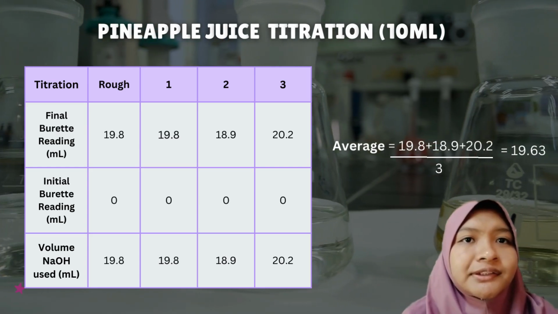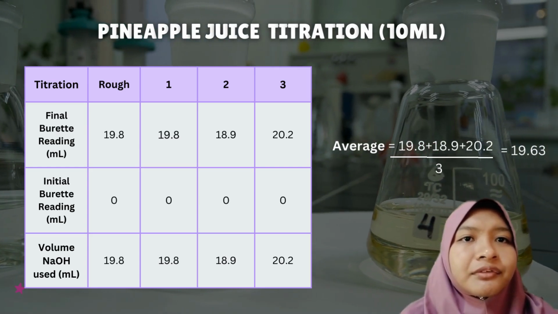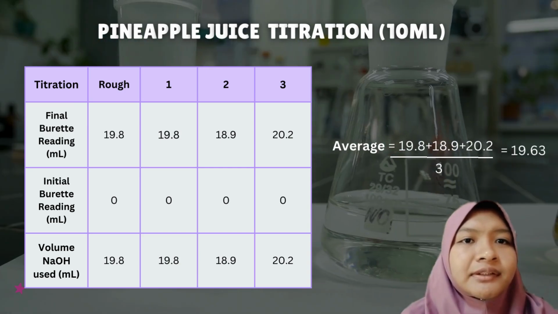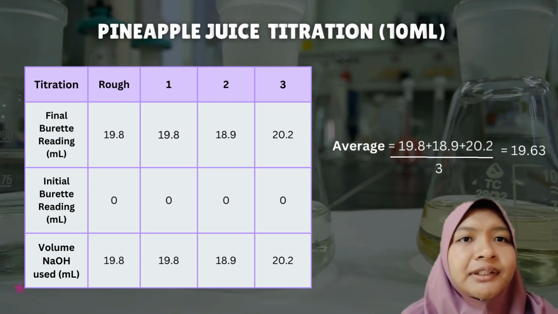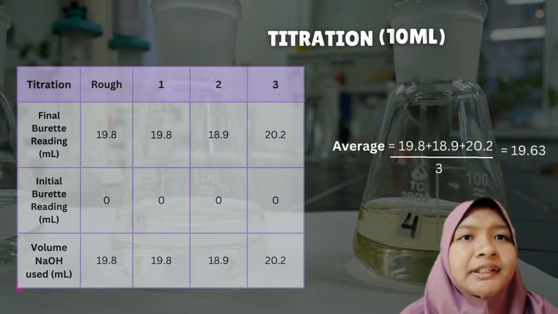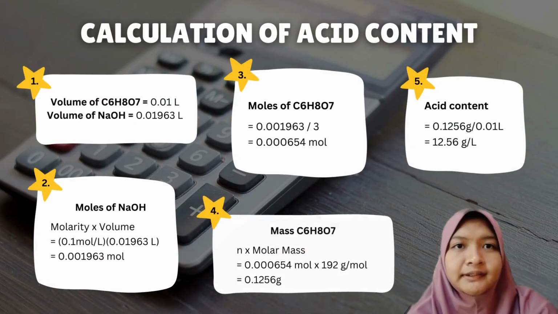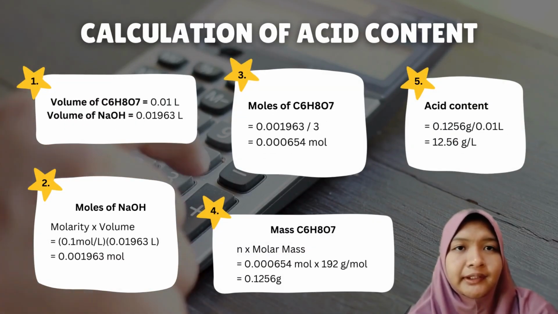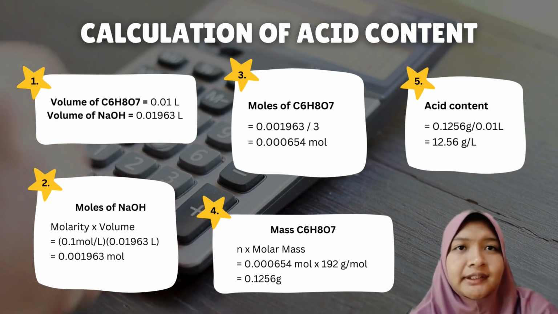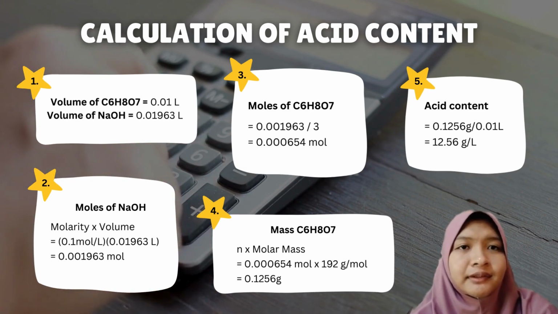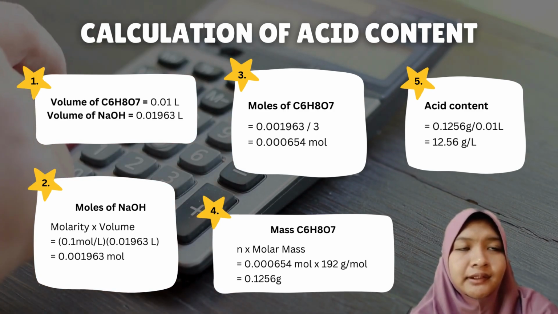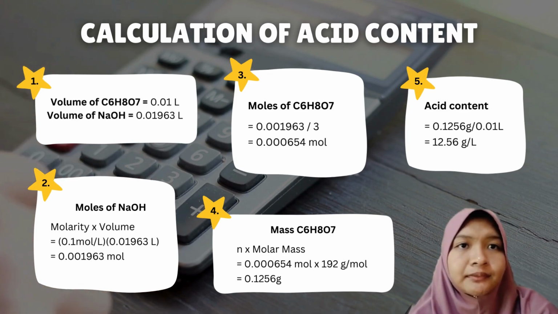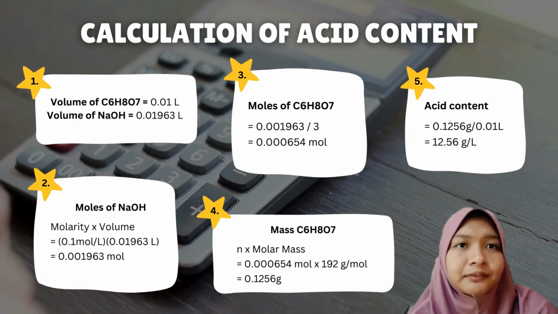So for average, we need to add the values of volume of NaOH used in trials 1, 2, and 3 and then divide it by 3. The average we get is 19.63. Next, calculation of acid content. Volume of acid is 0.01 liter. Volume of NaOH is 0.0163 liter. Number 2, we need to find moles of NaOH.